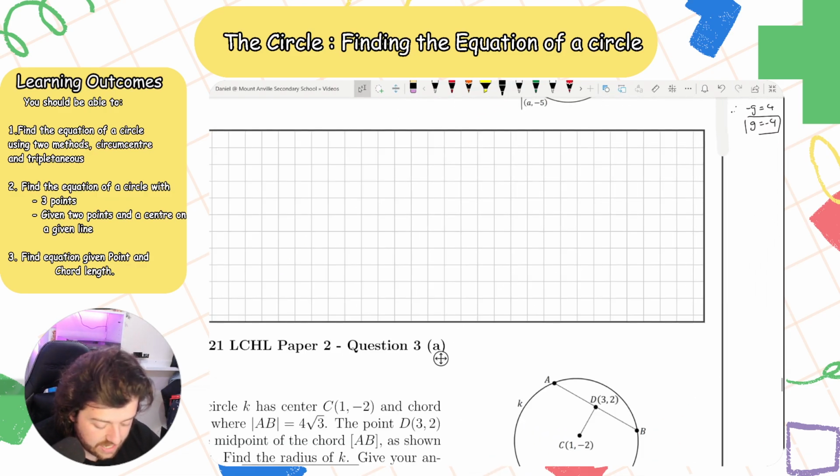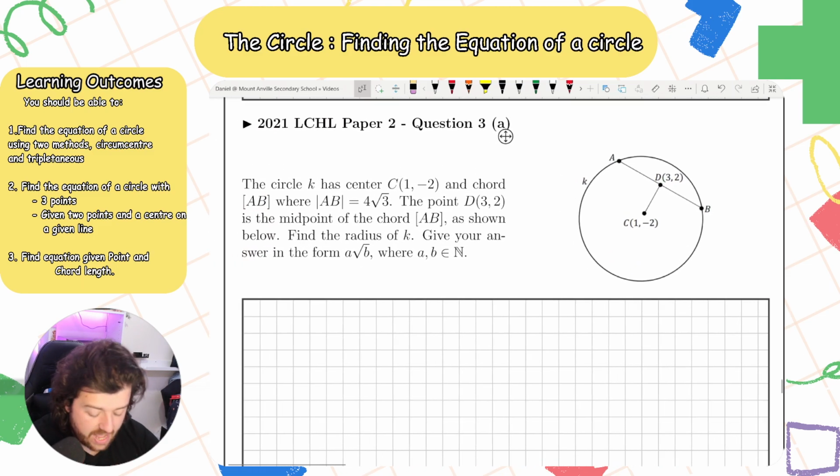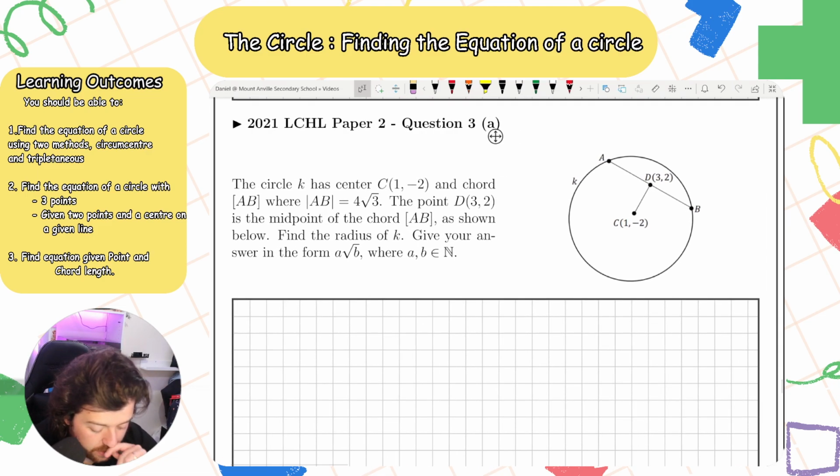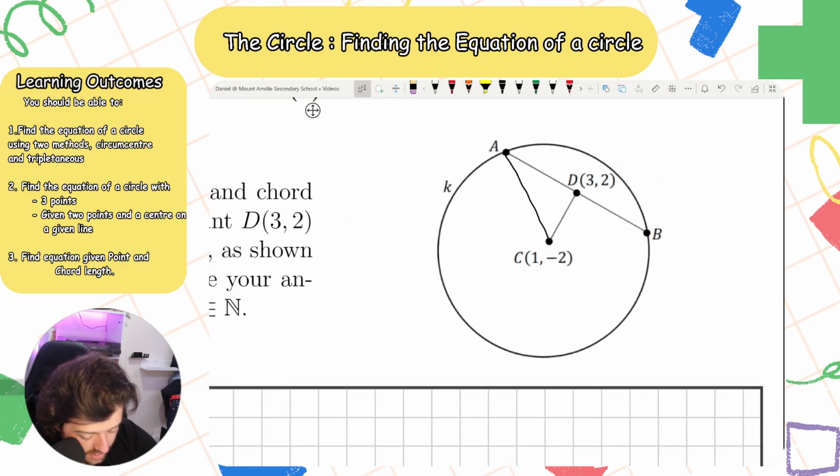And then finally, the last one here says the circle K has a center C (1, minus 2) and a chord AB where the length of AB is 4 root 3. The point D (3, 2) is the midpoint of the chord AB as shown. Find the radius of K. So I want to find the radius. I know this is going to be my radius. This whole thing is 4 root 3, but I know this splits it in half, so it's going to be 2 root 3 and 2 root 3.